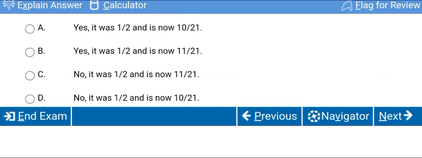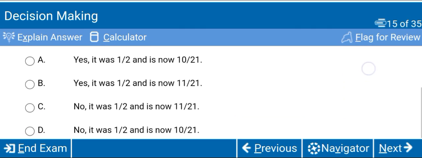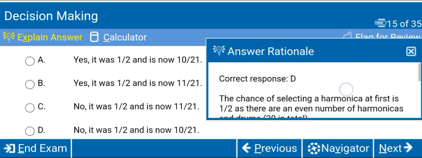Option A. Yes, it was half and is now 10 by 21. Option B, yes, it was half and is now 11 by 21. Option C, no, it was half and is now 11 by 21. Option D, no, it was half and is now 10 by 21. So here we have a correct option is option D.